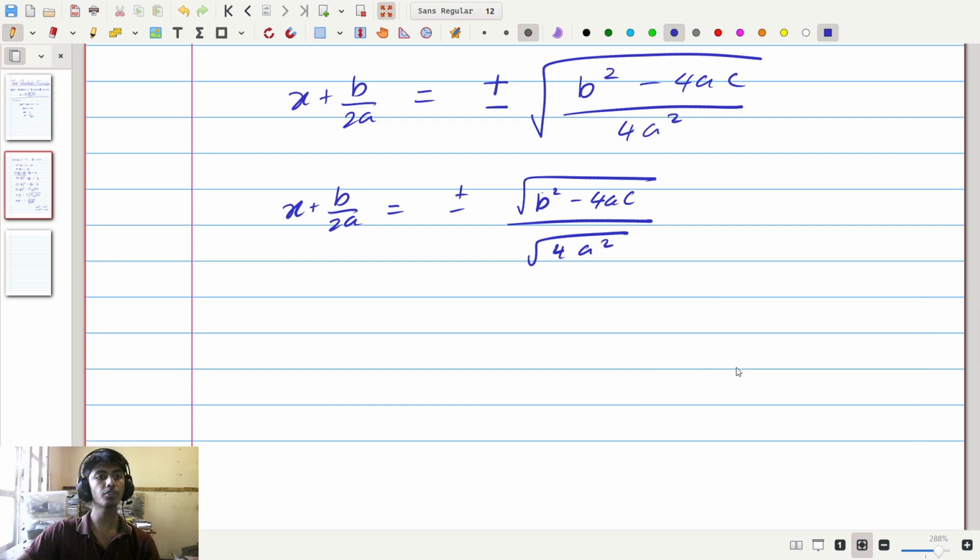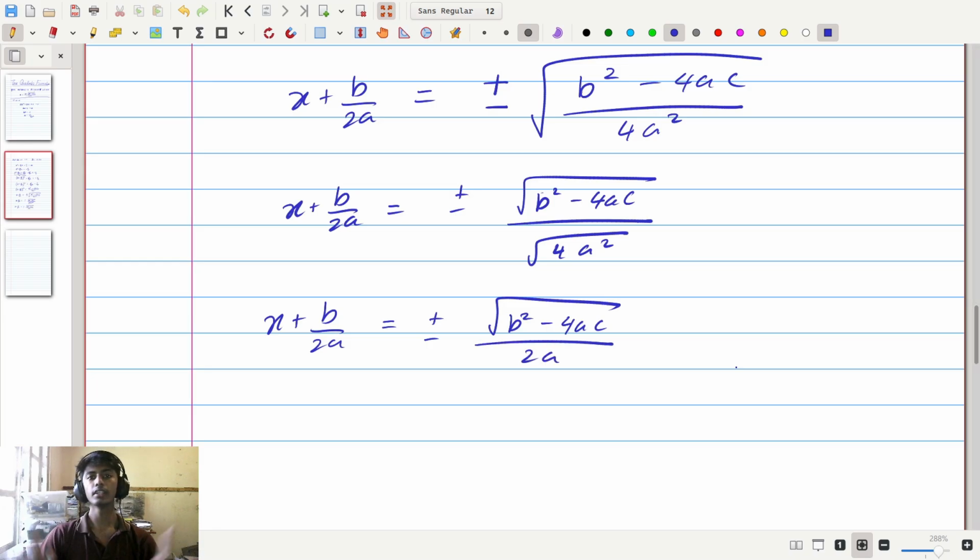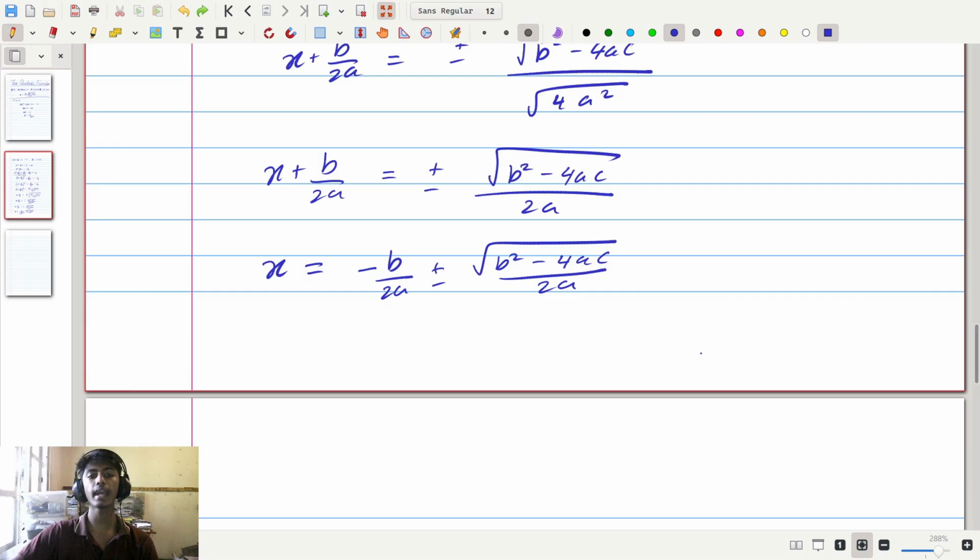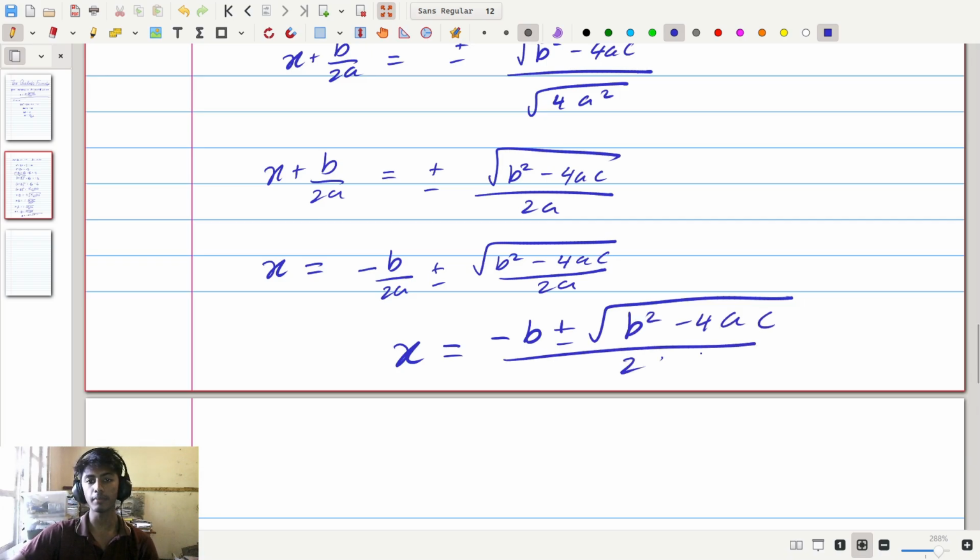Therefore, into here, we could substitute directly that x plus b divided by 2a is equal to plus or minus the square root of b squared minus 4ac divided by 2a. Now, there's one last step we need to do, and that's to subtract this b divided by 2a from both sides. Doing so, we get x is equal to minus b divided by 2a plus or minus the square root of b squared minus 4ac divided by 2a, and now we can see we have a common base of 2a on here and here, which we could take as finally x equals minus b plus or minus the square root of b squared minus 4ac all divided by 2a.